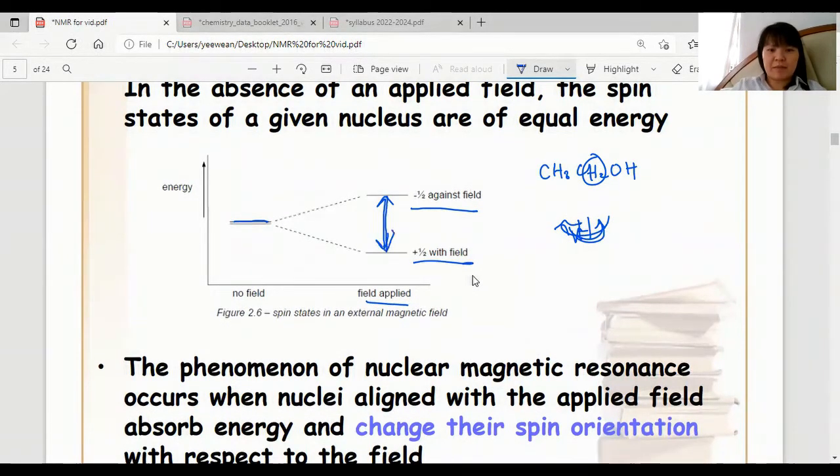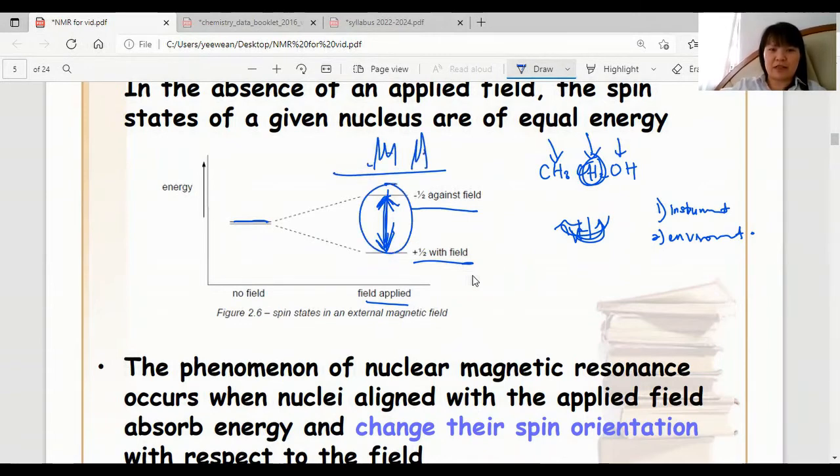This energy gap depends on two things. One is the instrument, which is something you can set on your instrument. And the other thing is the proton environment. So different protons in different environments are going to have different energy gaps. That's how we get different sets of peaks. It's because they've got different energy gaps.